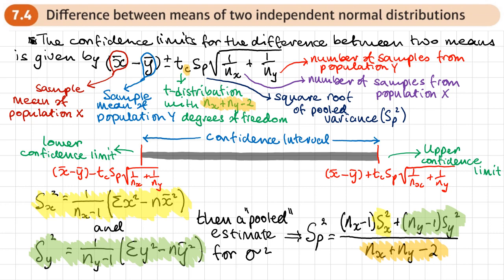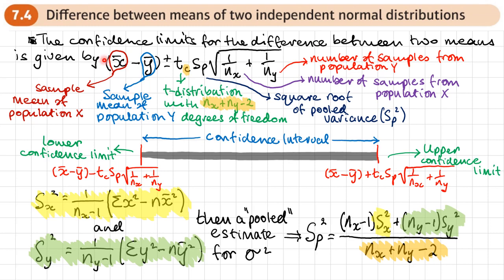So if we look at that on a diagram, then the width of this bar here is our confidence interval, and our lower confidence limit is going to be this value here, and our upper confidence limit is going to be what we get from working out this value here.